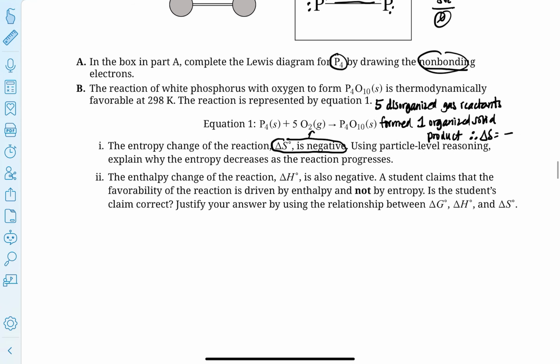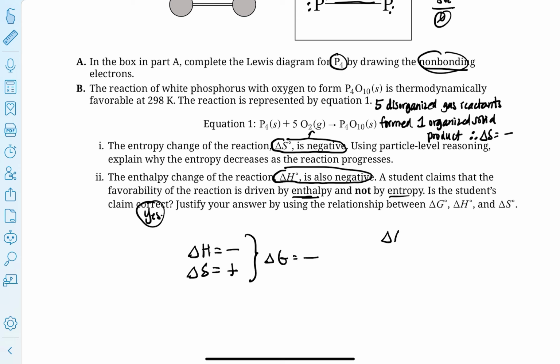Okay, what about the next part? The enthalpy change of the reaction, delta H, is negative. And what I have to basically verify is, would the favorability of the reaction be driven by the enthalpy, not entropy? So that is true because we know that a reaction is favorable when delta H is negative, so when it's exothermic, as opposed to being endothermic, because you'd have to absorb a lot of heat if you were endothermic. So when delta H is negative and when delta S is positive, these two things will drive the reaction forward and make delta G negative. Delta G, by the way, equals delta H minus T delta S.